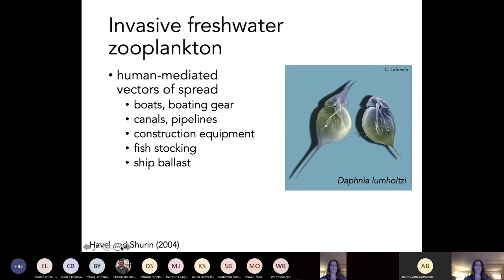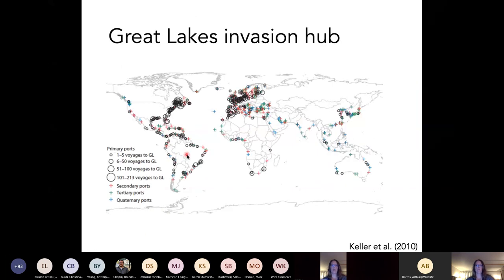And so we can take a look. This is a map from a study done by Keller et al. looking at the Great Lakes as essentially a very significant invasion hub. All of the circles on this map are showing primary connections between ports in terms of how many voyages they're making to the Great Lakes. So we see that the Great Lakes is connected to ports all over the world as a primary port, but also through secondary, tertiary, and quaternary ports. So essentially one step, two steps, and three steps removed.